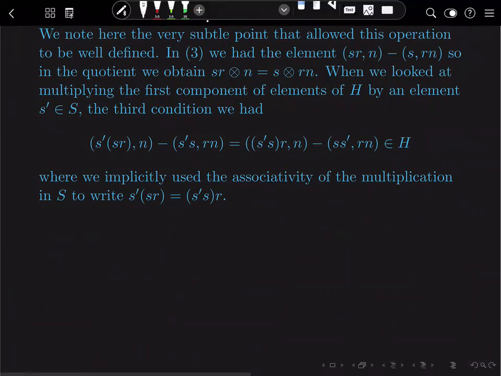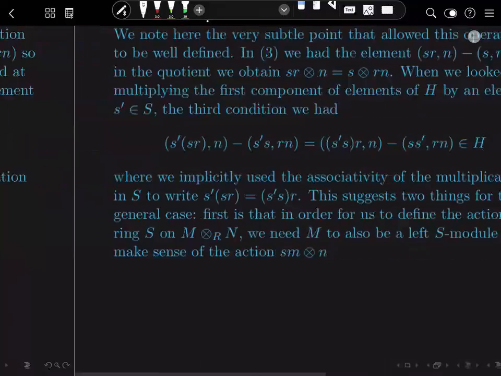So I'm just recapping this here. In 3 we had the element SR n minus SR S comma Rn, and in the quotient we obtained this guy right here. When we looked at multiplying the first component of elements of H by an element of S prime in S, the third condition becomes, right, so we have this associativity condition, which is very important. And as I say here, we implicitly use the associativity of multiplication in S to write this.